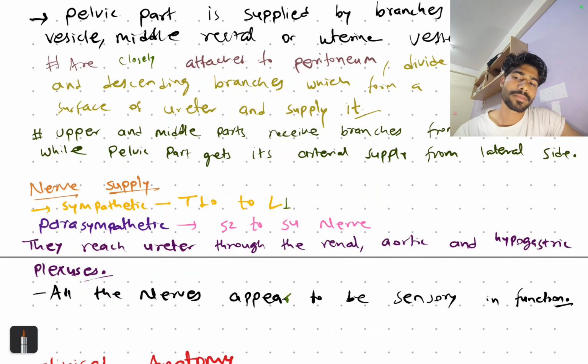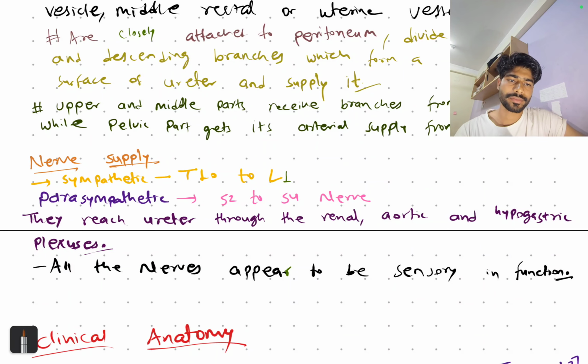Then there is the nerve supply. For sympathetic action, there are T10 to L1 branches which supply it. For parasympathetic action, there are S2 to S4 nerves. And one more point: these nerves reach the ureter through the renal, aortic, and hypogastric plexuses. All these nerves appear to be sensory in function. They don't have any motor functions.